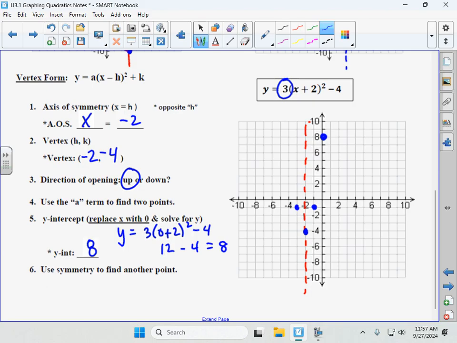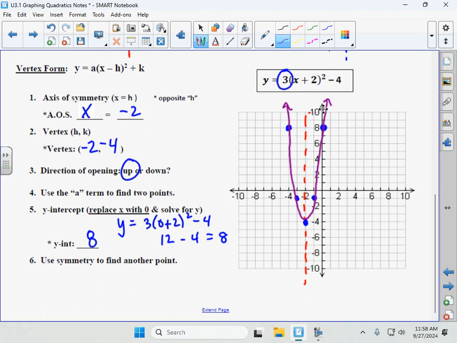Then we're going to use symmetry to find another point. So it's 2 units away from the axis of symmetry, so we'll go 2 units on the other side. And then we can just connect those points. All right. So do the best you can to try to make it look like a U. All right. And that should be it.